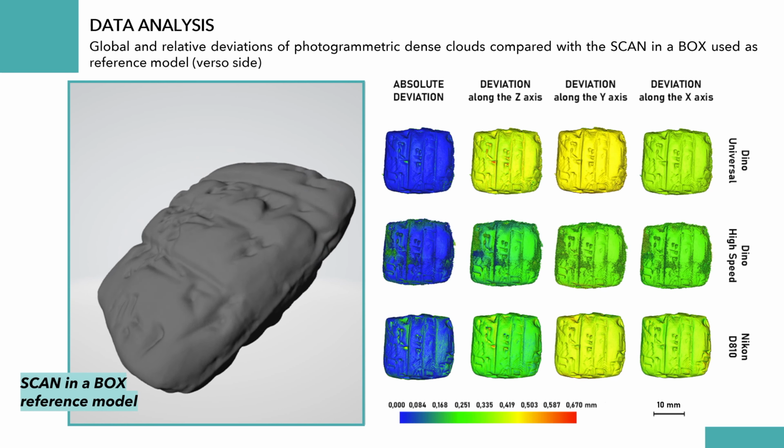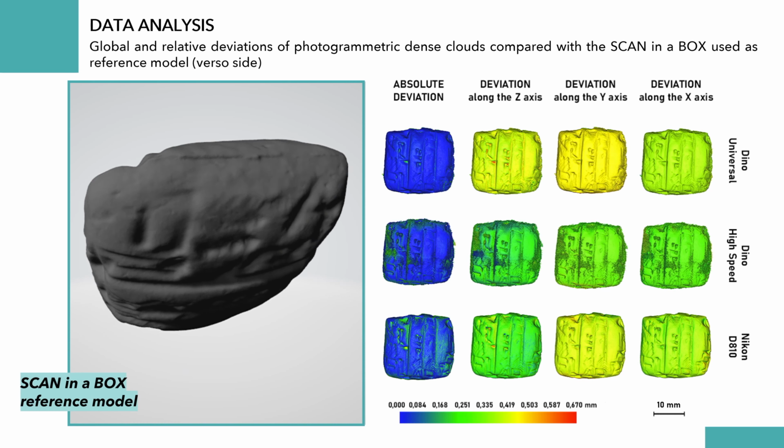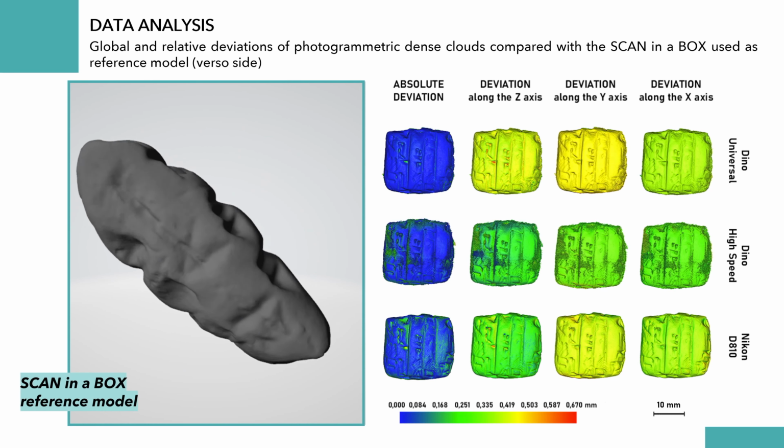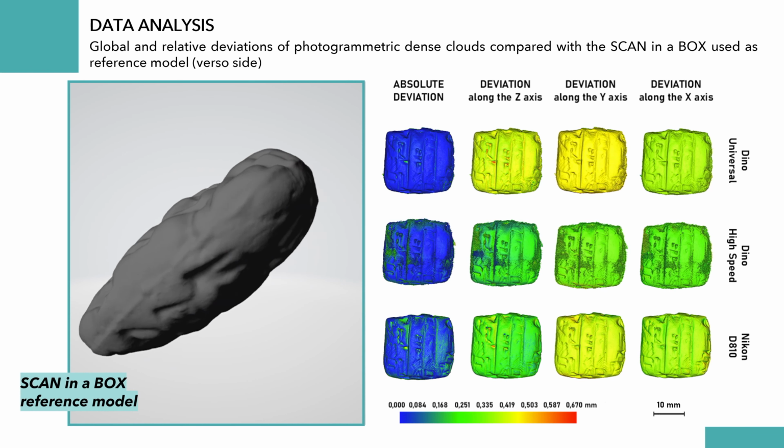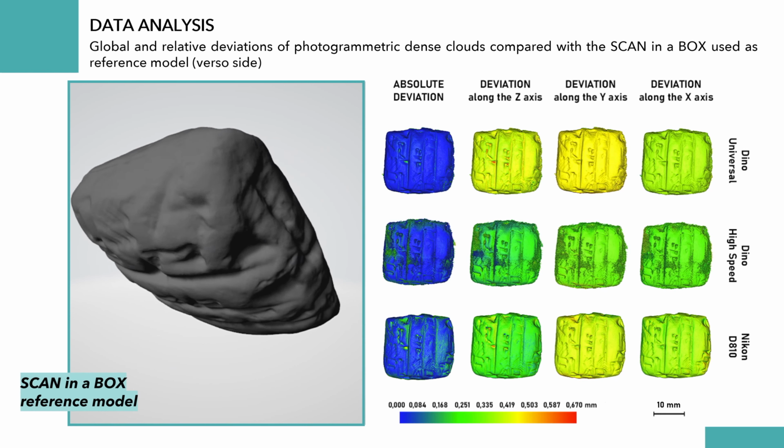It is noted that the mean and standard deviations do not exceed the instrumental accuracy of the 3D plate, 0.3 mm. Absolutely comparable, and perhaps of slightly higher quality than the Scan-in-a-Box, are the results coming from Dino Universal.